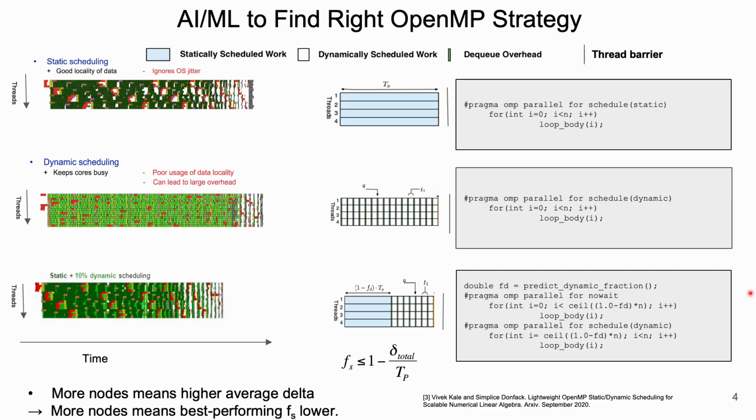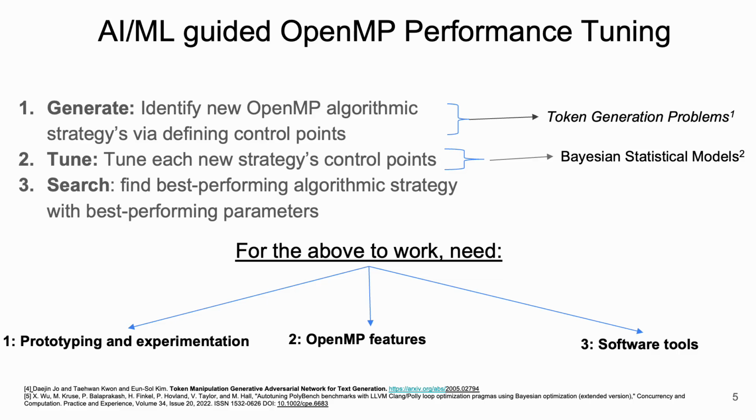Now, coming back to AI/ML, the critical question here is, what's the best strategy? And what are the right parameters for an application platform pair? This is a complex problem, as you can see, but it can be learned or machine learned across applications and different platform pairs. And let's see what we have already done here in the context of AI/ML.